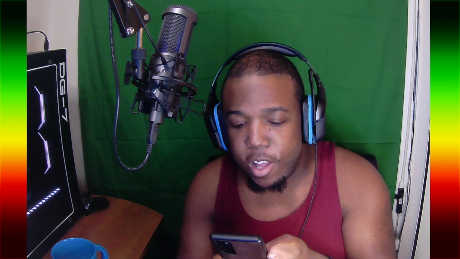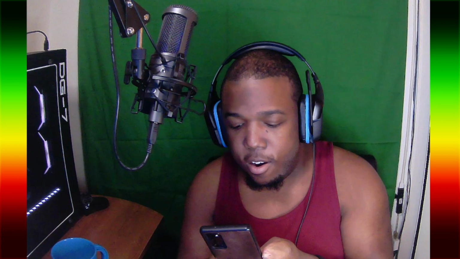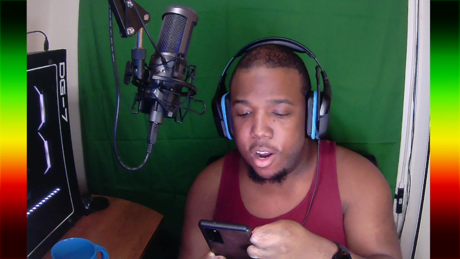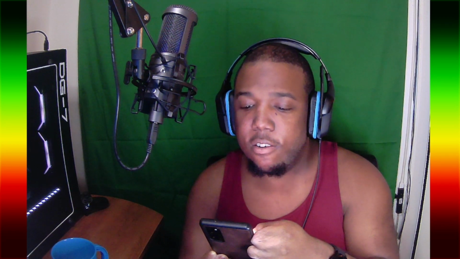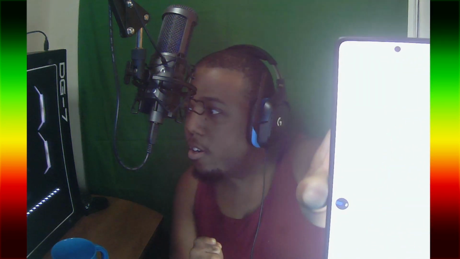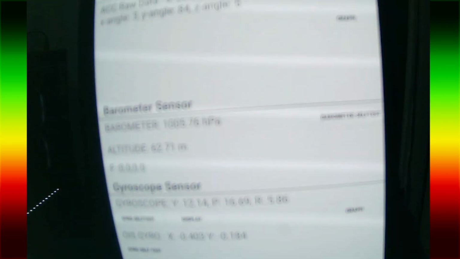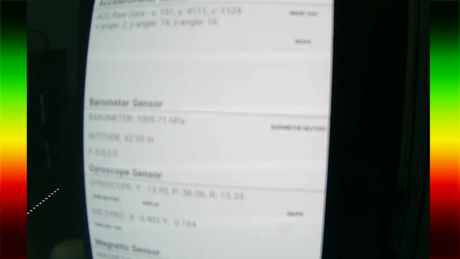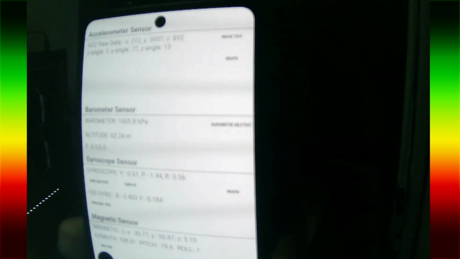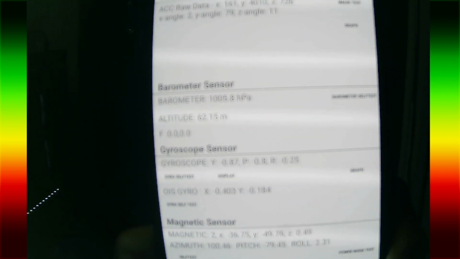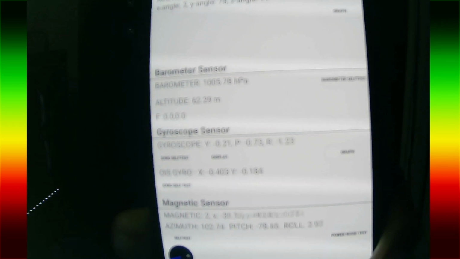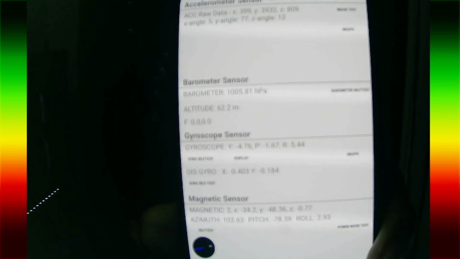All right, let me do that again. So I did this right here, and I'm gonna bring it up. Sensor here. Can't see it good. Let me measure that and go in. All these devices are constantly reading in your phone. The accelerometer sensor, right? Let me go out a little bit. Accelerometer sensor, the barometer sensor. What that does is measure pressure and temperature, right?